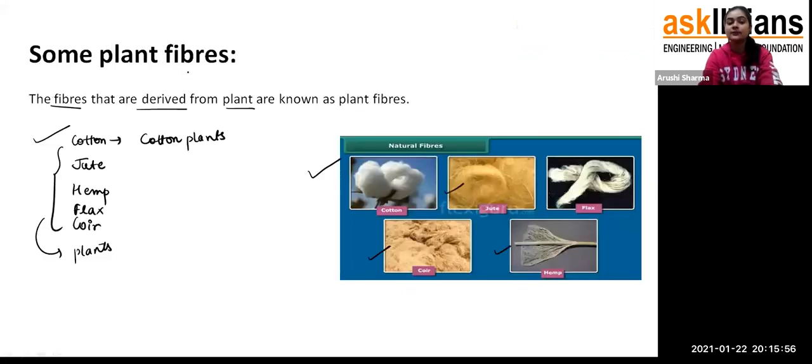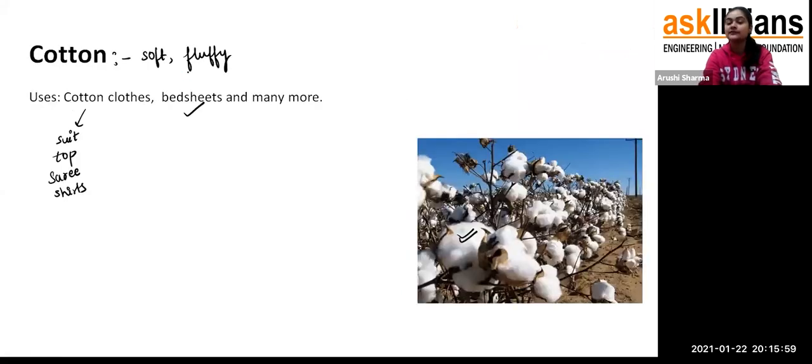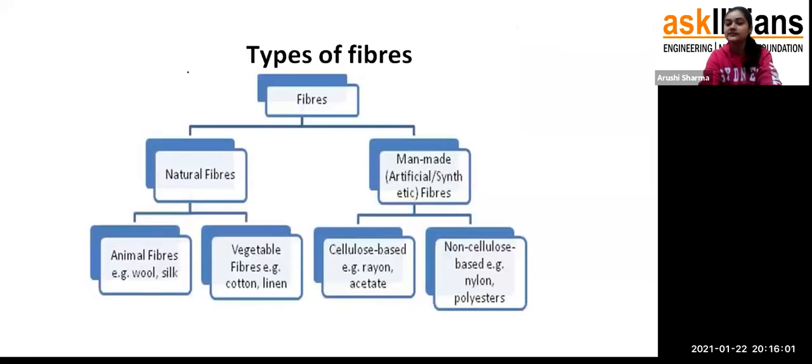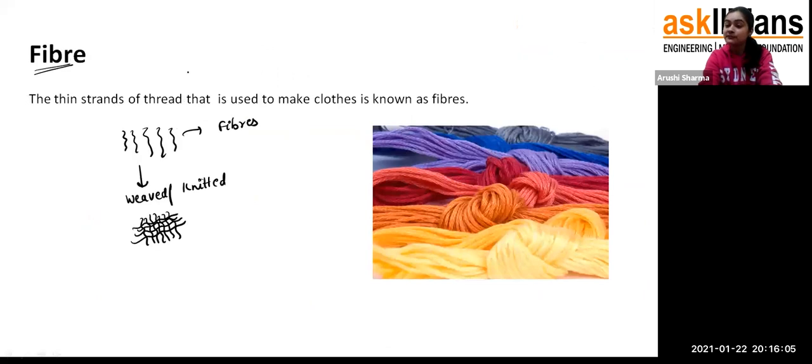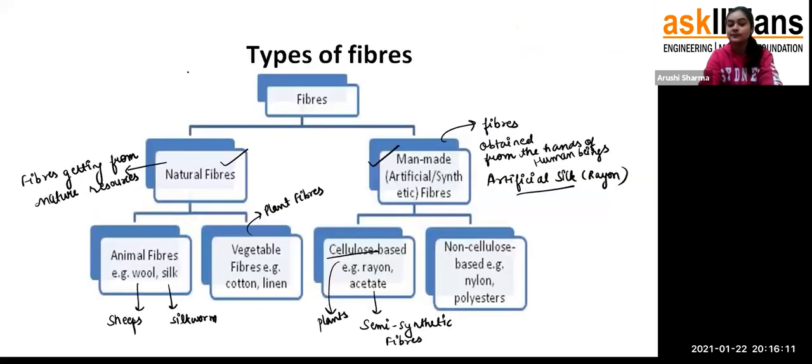Okay, so now if someone asks you what are plant fibers, the fibers which we are getting from the plants, we call them plant fibers. If someone asks you what are the types of fibers, you can say these are the two types of fiber: natural fibers and synthetic fibers. Natural fibers are those which we get from nature's resources, and man-made ones are those we obtain or make by human hand only. And we have two different types of natural fibers. When we get fiber from animals, we call them animal fibers, and when we get fibers from plants, we call them plant fibers.